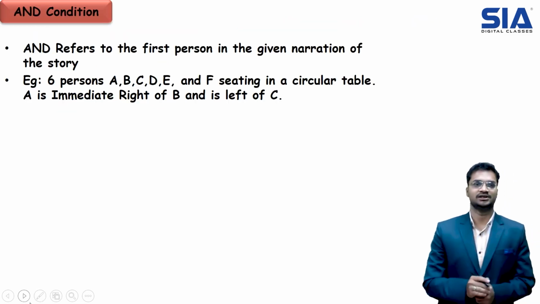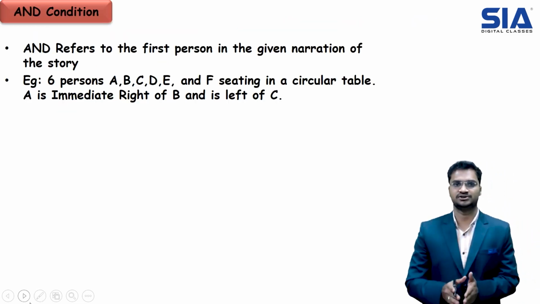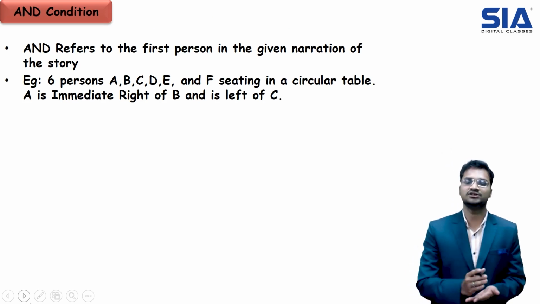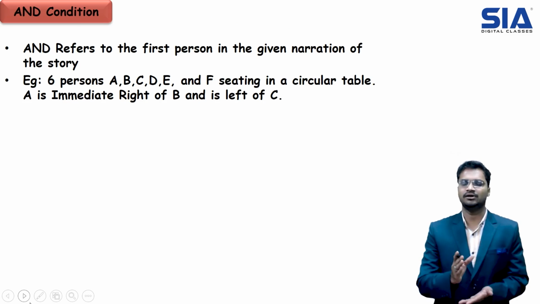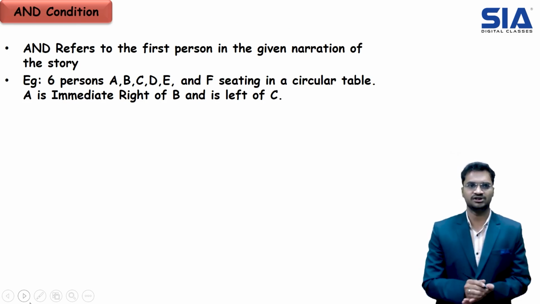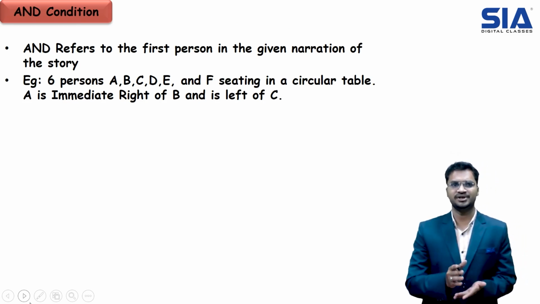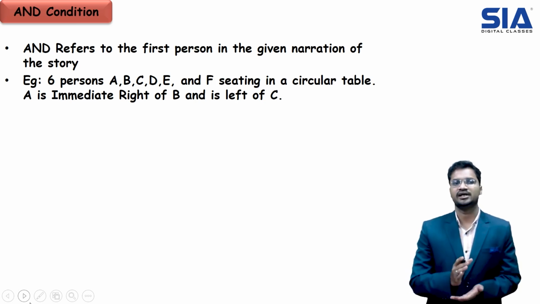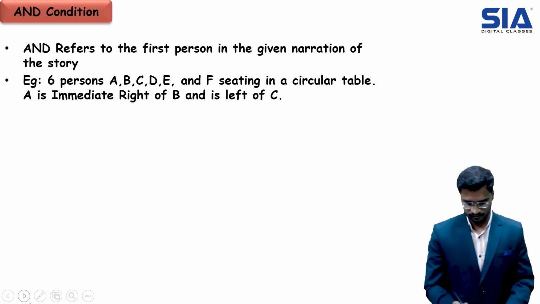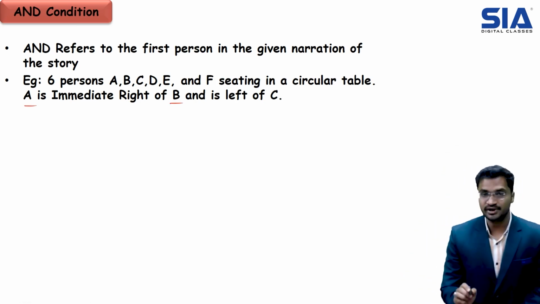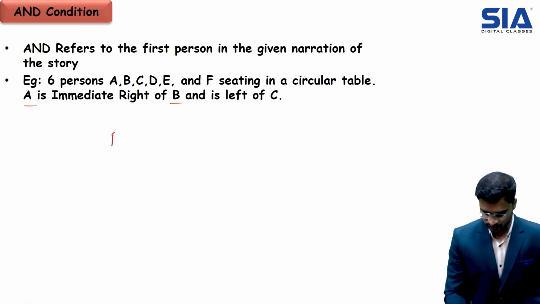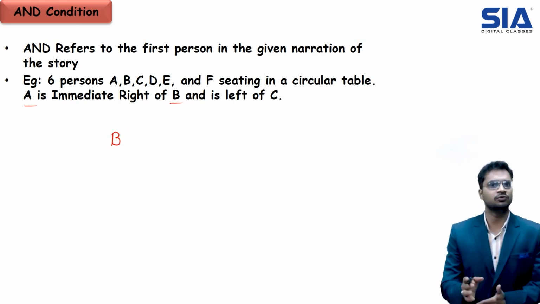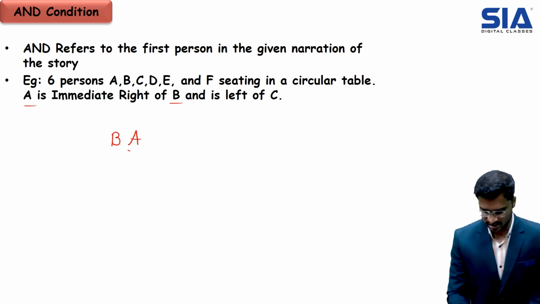"And" refers to the first person given in the narration of the story. So "and" is referring to the first person given in that particular statement. Let us see an example. There are 6 persons A, B, C, D, E and F sitting at a circular table, and A is immediate right of B. So A is sitting to the immediate right of B.